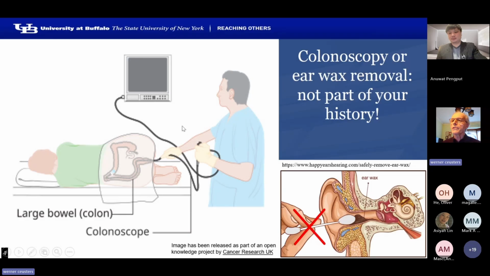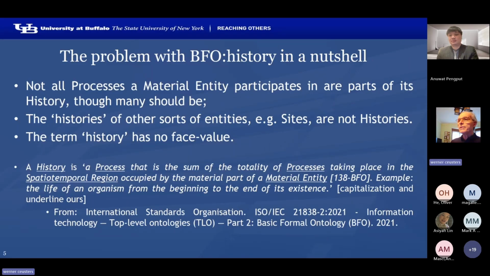And also a lot of activities which are part of a colonoscopy are outside the spatio-temporal region occupied by the patient. So for that reason, BFO history does not allow colonoscopies to be part of the history of a patient. So the problem with BFO history in a nutshell is that not all processes a material entity participates in are parts of its history, though many actually should be. Other sorts of entities like sites are not considered to have histories. And the term history itself has no face value.